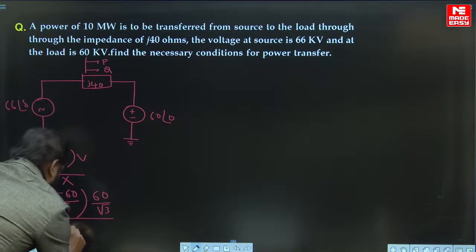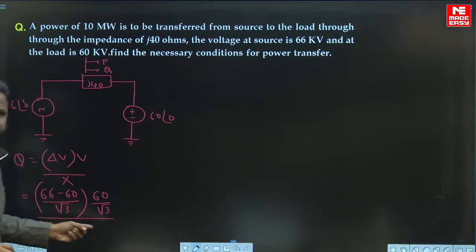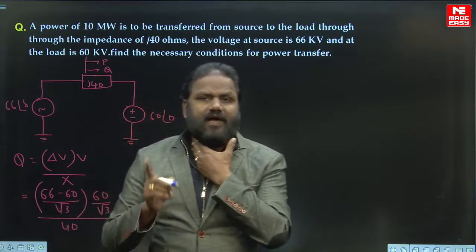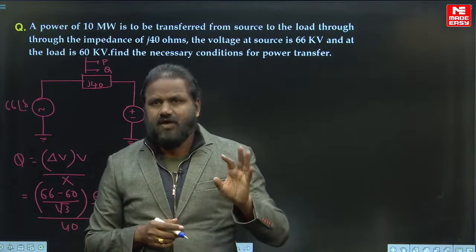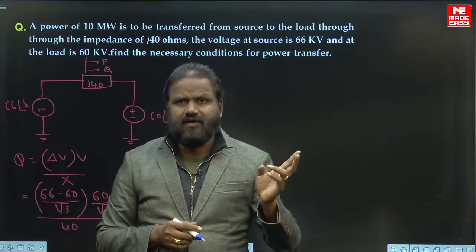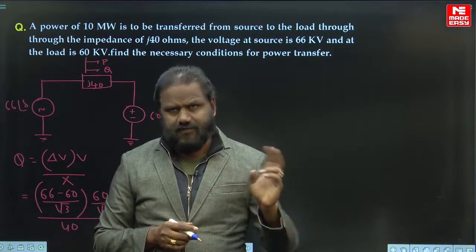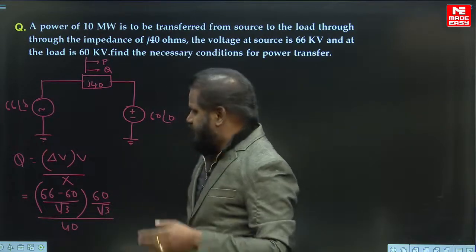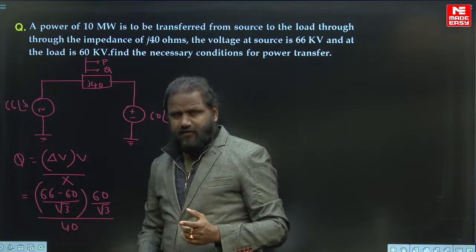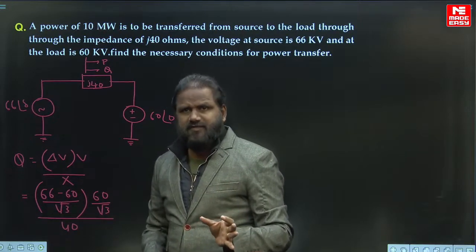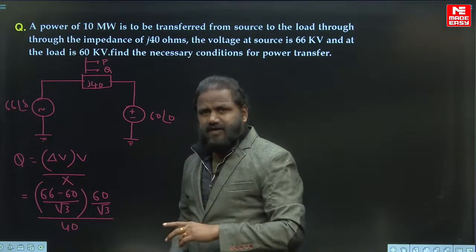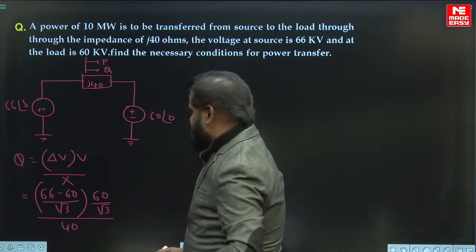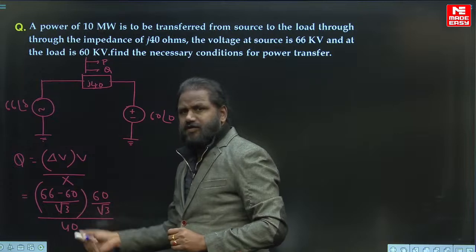X is 40. You may ask me one question, why have you divided by root 3? Because voltage and current, active power, reactive power exist for the 3 phase, voltages and currents are line to line values or phase to ground values, but the impedance is always a per phase value only. So in any mathematical formulation, if a network parameter is there, you have to refer all the quantities to per phase. That is the reason I turned these voltages into per phase.